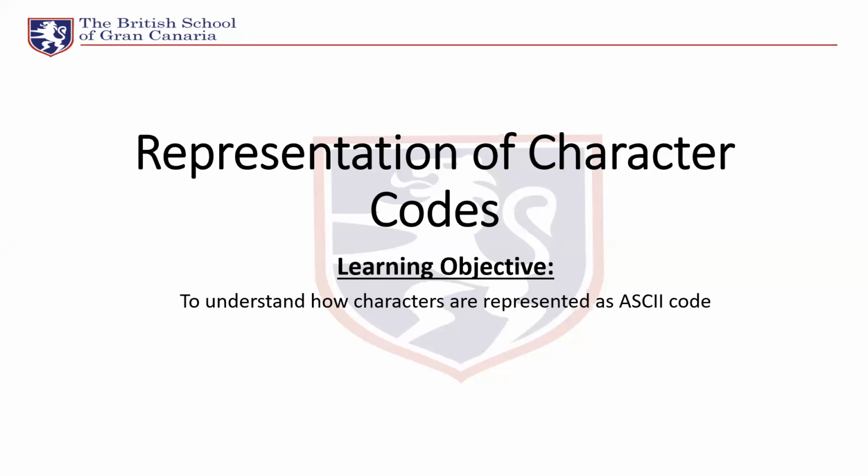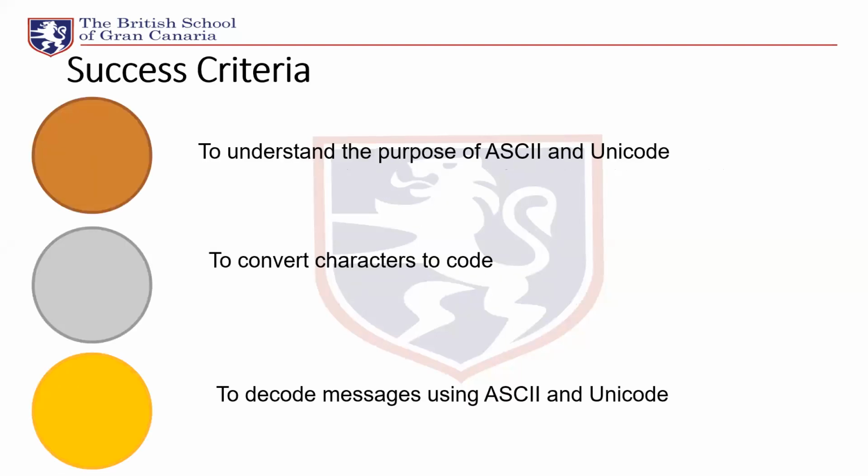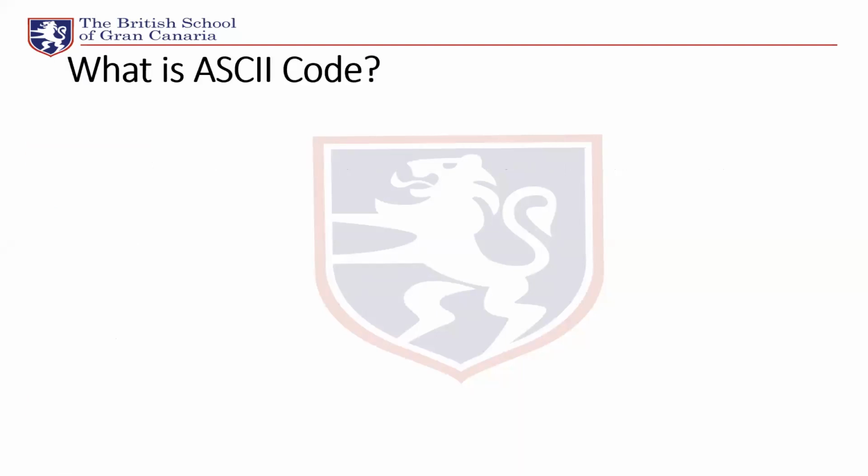So today we're going to look at character codes. You need to understand how characters are represented using ASCII, which is the American Standard Code for Information Interchange. We're going to understand the purpose of ASCII and Unicode, and then you're going to convert characters to code and decode messages using ASCII and Unicode. Well, mostly ASCII really. So what is ASCII?